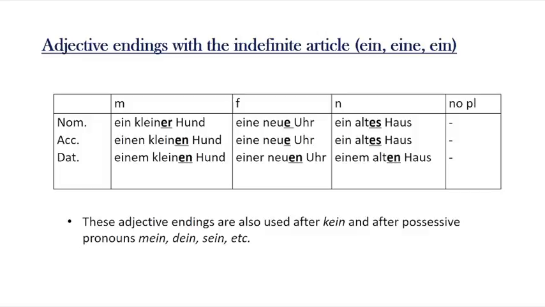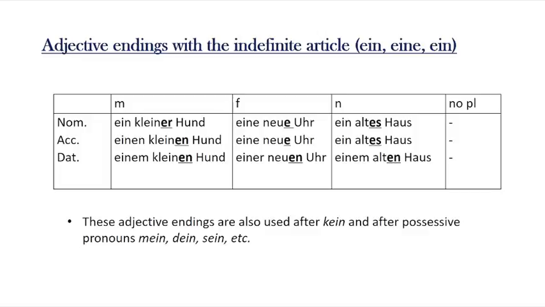So let's have the top line of Frau Peters. Ein kleiner Hund. Eine neue Uhr. Ein altes Haus. And then the accusative we have einen kleinen Hund. Eine neue Uhr. Ein altes Haus. And dative? Einem kleinen Hund. Einer neuen Uhr. Einem alten Haus.